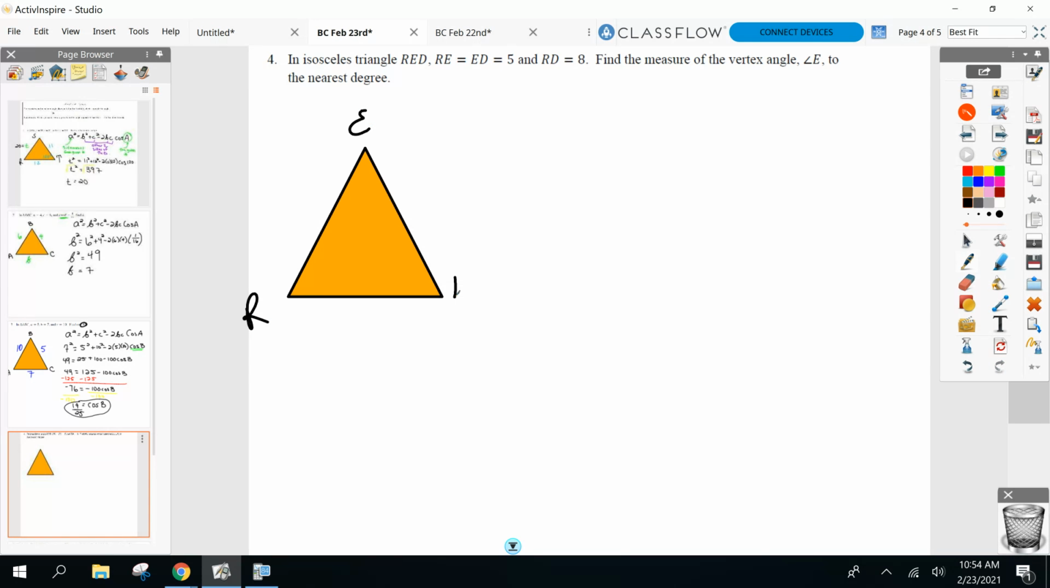So good old triangle RED is isosceles, RE and ED 5 apiece. RD is 8. Find the measure of the vertex angle, E. All right, you got it, boss. You got it. Find angle E.